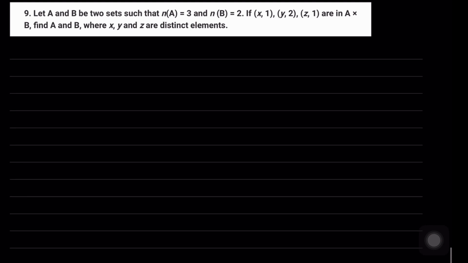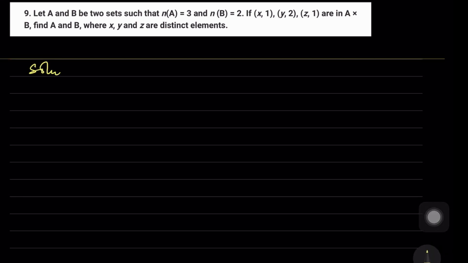Let A and B be two sets such that n(A) is equal to 3, n(B) is equal to 2. If (x,1), (y,2), (z,1) are in A cross B, find A and B where x, y and z are distinct elements. So now here x, y, z are distinct, and 1 and 2 are distinct here, so you can see how to find out. We have to find out what A and B are over here. So what is given in the solution part, we'll see.